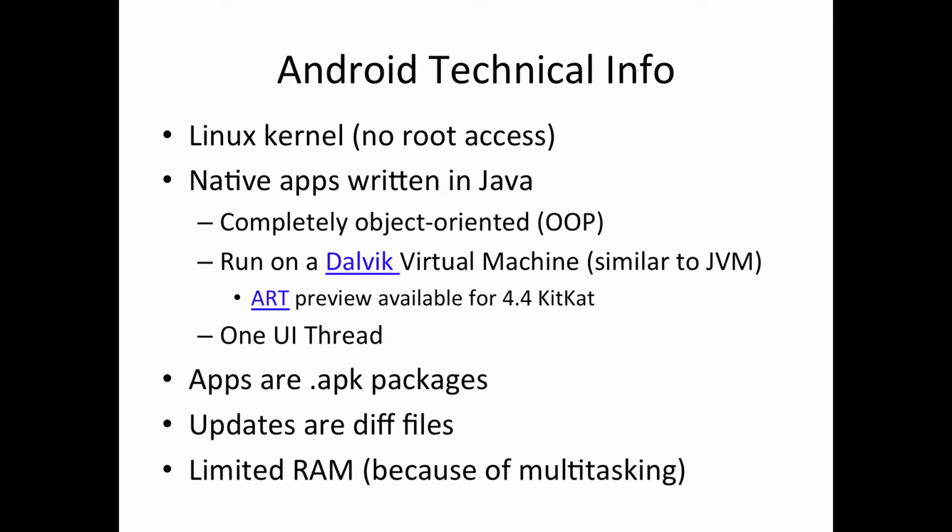It runs on a Dalvik virtual machine. It's really similar to the JVM, but it's actually not the same. It was developed by an independent developer, and Google then started working with it. Now, recently, a few months ago, Android introduced ART, Android Runtime, I think is what it's called. It's a preview available only for KitKat right now, with a little bit of changes when compared to Dalvik. So, for example, it does ahead of time compilation as opposed to just-in-time compilation, which may speed things up.